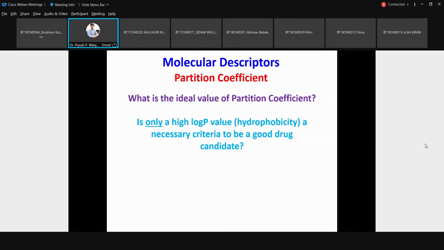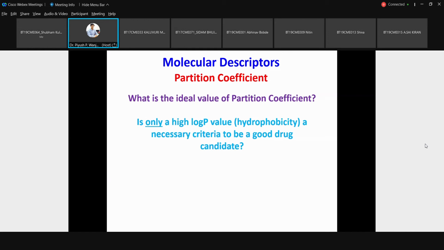When we saw this, it was something about the partitioning between a polar solvent and a non-polar solvent. The polar solvent was water, the non-polar was N-octanol. So that was one type of partition coefficient. When P resembles the partitioning, it is the concentration in the octanol phase to the concentration in the water phase.